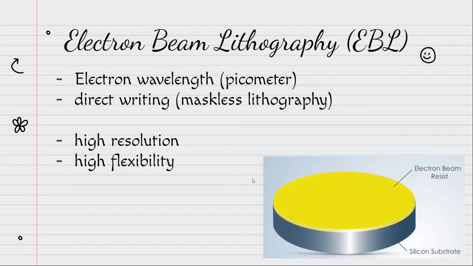For electron beam lithography, EBL, the general procedure is the same as the last slide, but an electron beam is used instead of UV light. The wavelength of electrons is at the level of a few picometers, which is why it has good resolution. It is also a form of direct writing, meaning it does not require a mask for the process. Since it does not require a mask before patterning, it is far more flexible when we want to change the design.